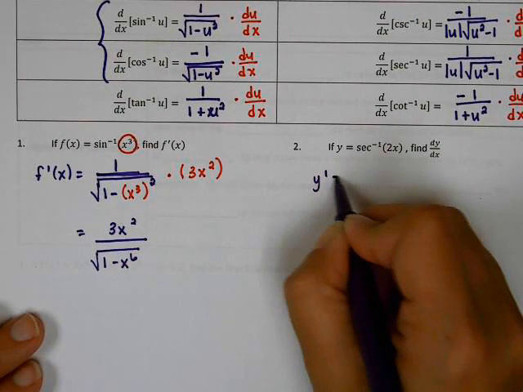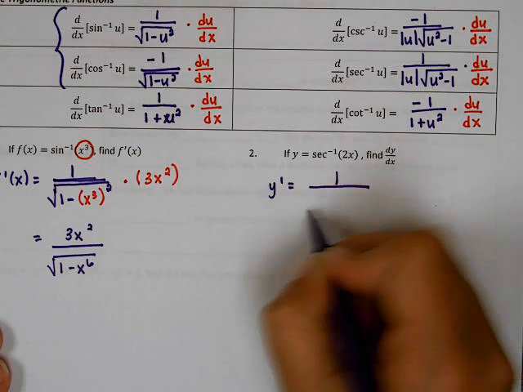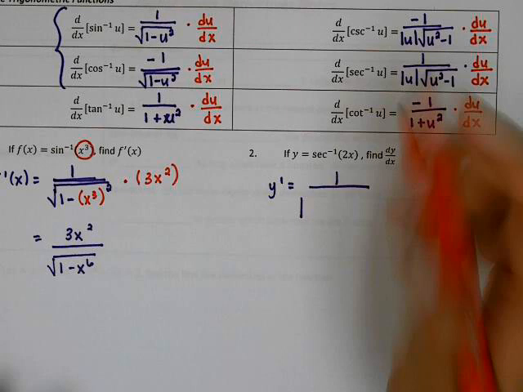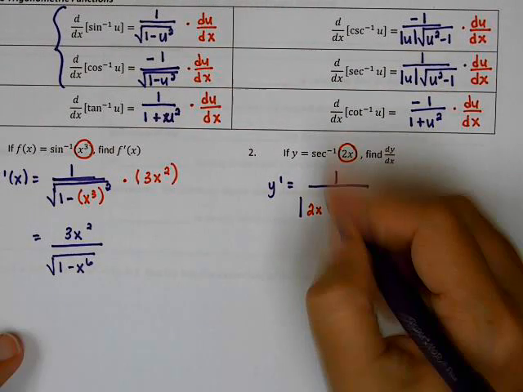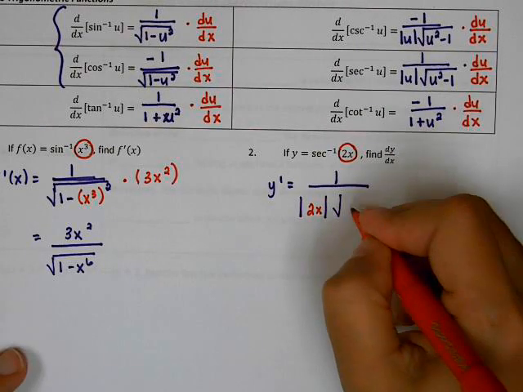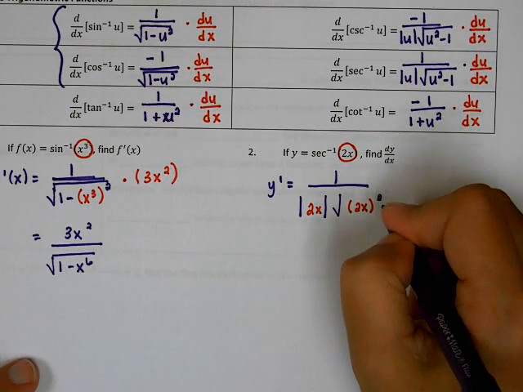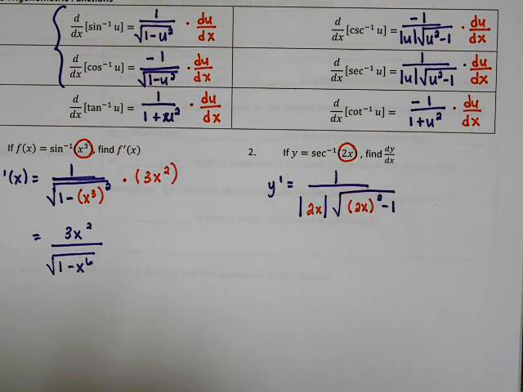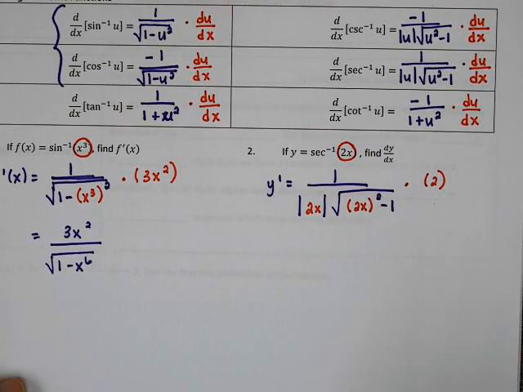If I wanted to find the derivative of inverse secant, the rule is you do 1 over the absolute value of whatever's inside here times the square root of whatever's inside there squared minus 1, times the derivative of what's inside there, which would just be 2.